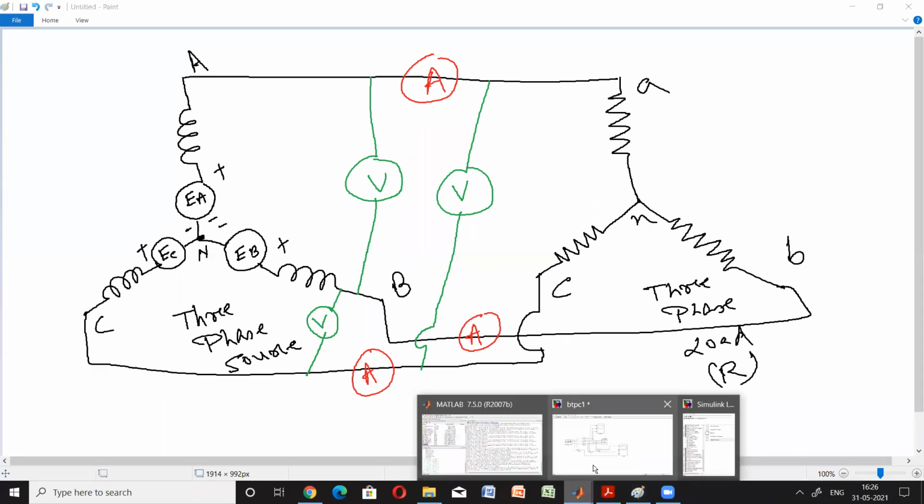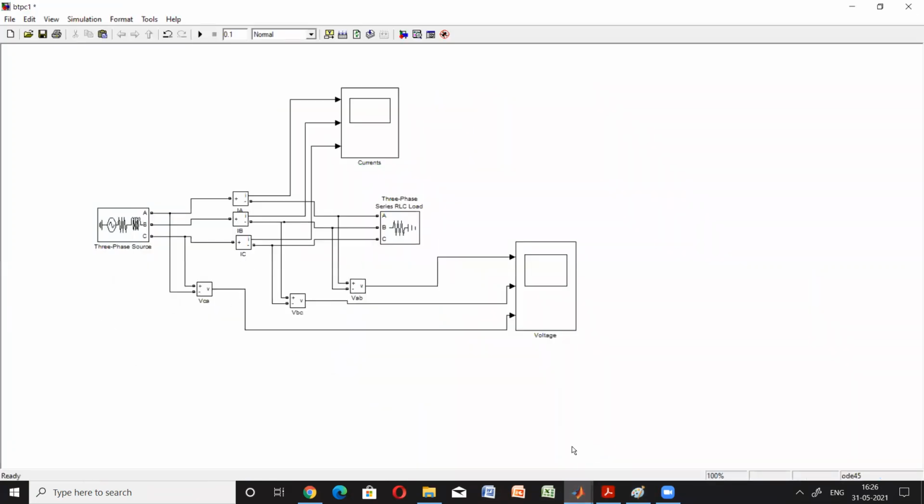Okay. Now let us come to the circuit. So we have made the circuit, isn't it? After making it, we have to run the circuit. For running, you have to click on start simulation. If a sound comes, that means the running is completed.